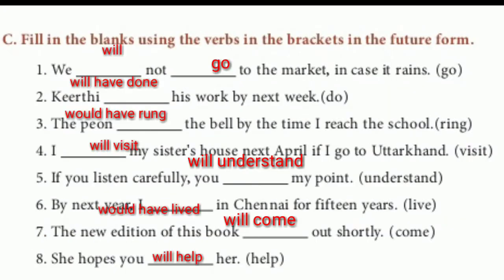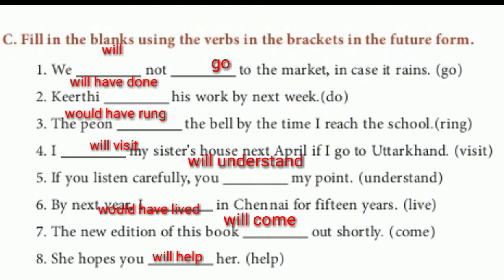Now shall we do some exercise? Fill in the blanks using the verbs in the bracket in the future form. We dash not dash to the market in case it rains. So bracket word is go. We will not go to the market in case it rains. Second one, Kirti dash his work by next week. Bracket word is do. So Kirti will have done his work by next week.